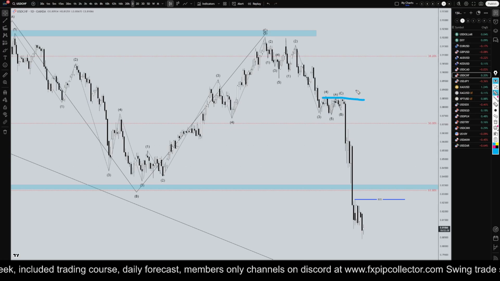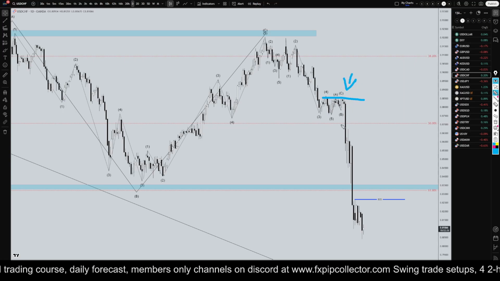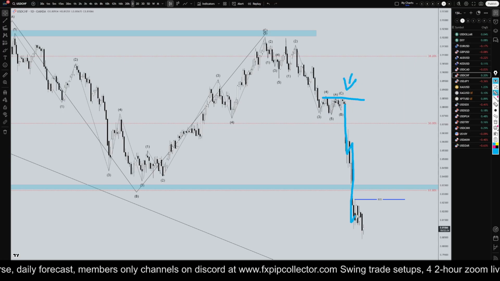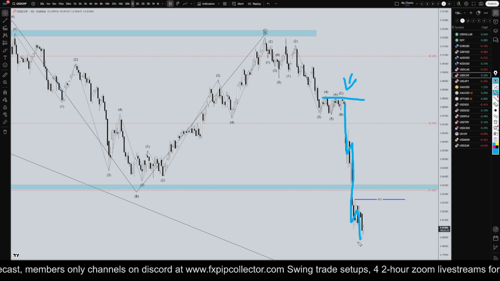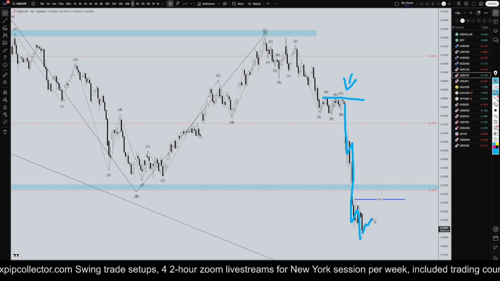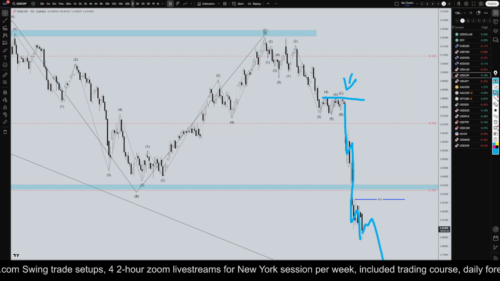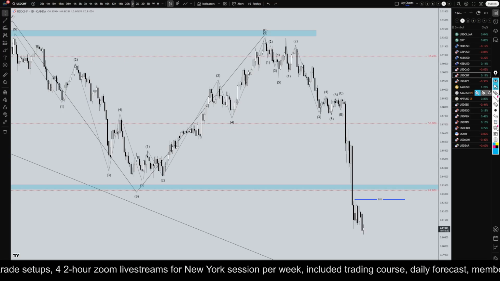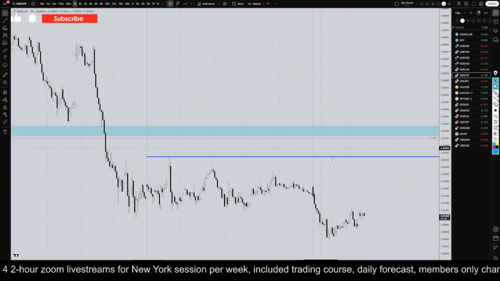Now, the last end of a correction in my eyes is right here on the daily, and we do have one, two, three, four, five waves there. So we could possibly make a correction to those five waves, which would potentially be a pretty decent move up. But we could also just end up pushing up a little bit and just continuing the downtrend. So we have to be careful in assuming that we're going to make a correction to those five waves.